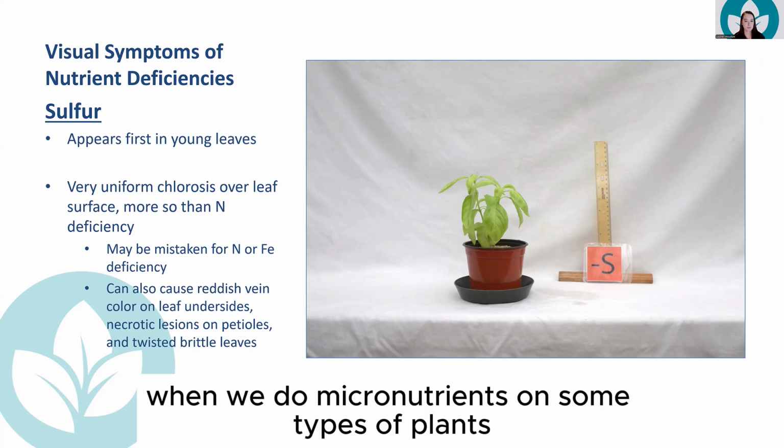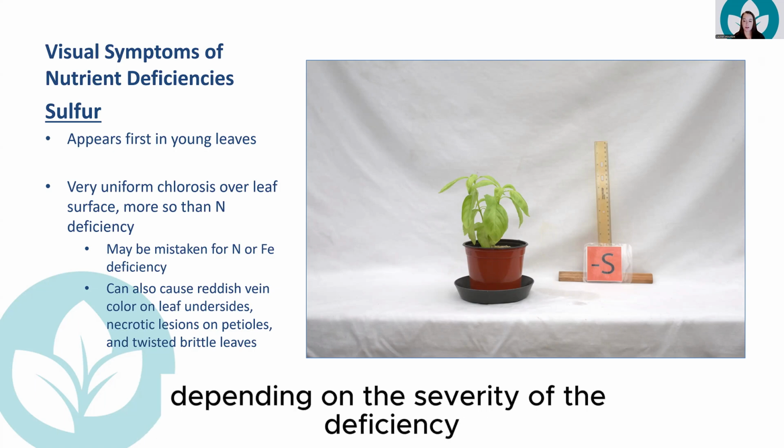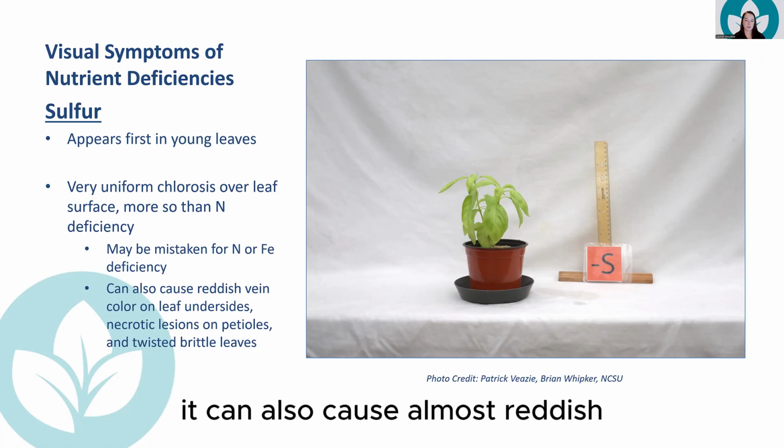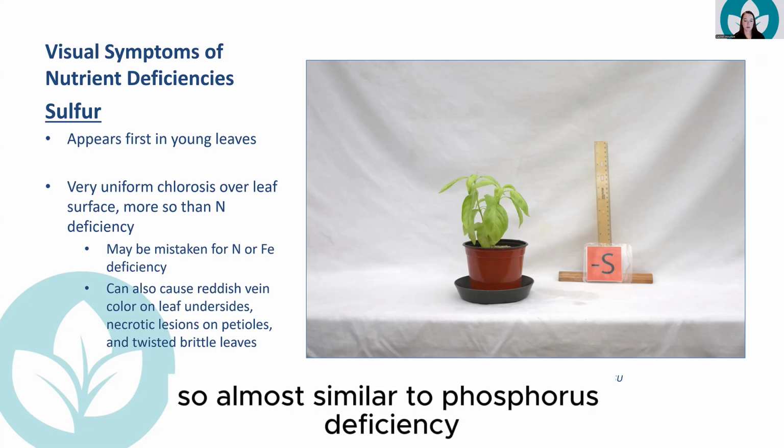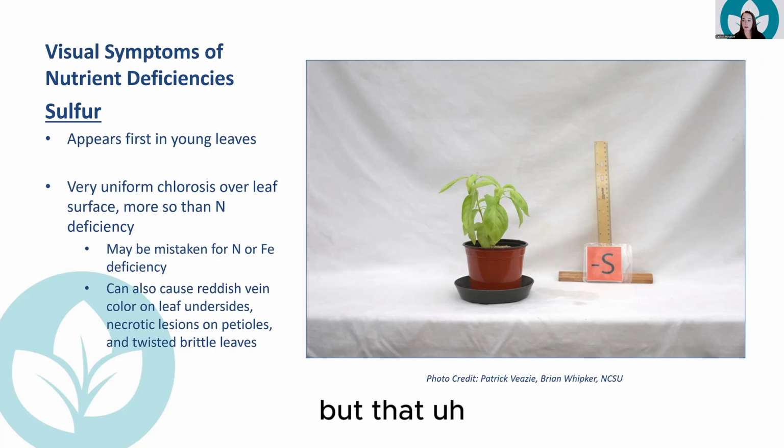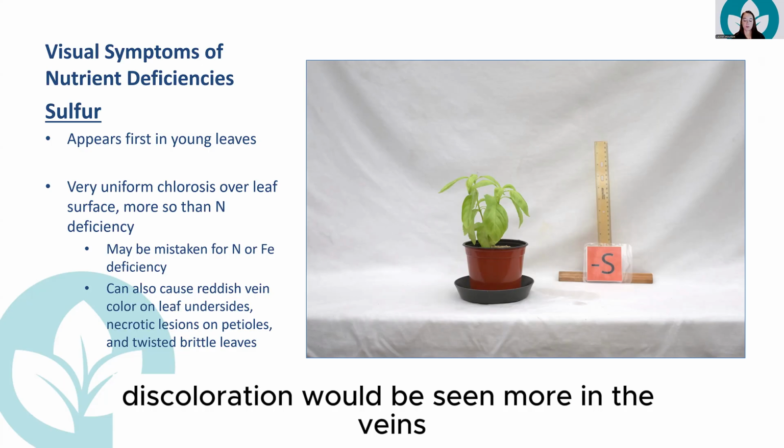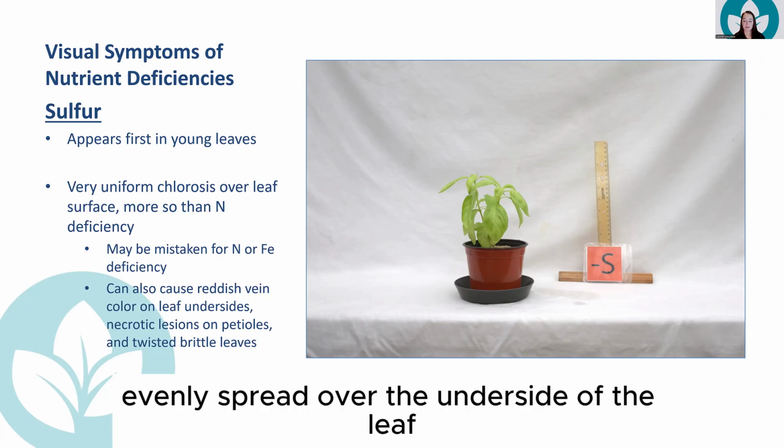On some types of plants, depending on the severity of the deficiency, it can also cause almost reddish vein color in the leaf undersides, so almost similar to phosphorus deficiency, but that discoloration would be seen more in the veins rather than evenly spread over the underside of the leaf.